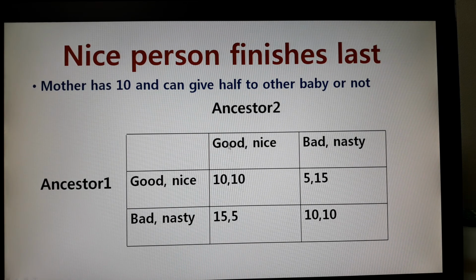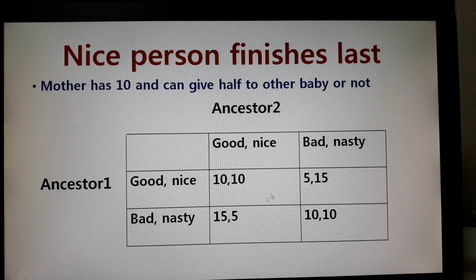If everybody is nice, the society is helping others, 10 and 10. If everybody is nasty, they only take care of themselves. I would assume ancestor one and ancestor two each has 10 food. Probably food is the most important thing. If they are a good person, they will divide it in half and give it to the other. So ancestor one gives 5 to ancestor two, and ancestor two gives 5 to ancestor one. In the end, they go back to 10 and 10. So it's helping each other, a nice society.